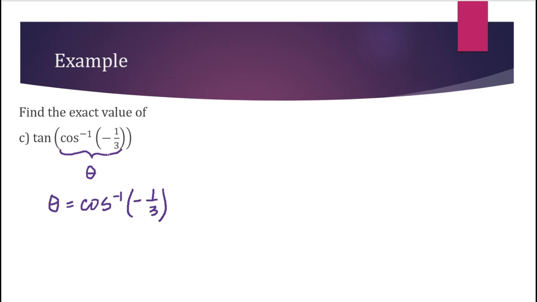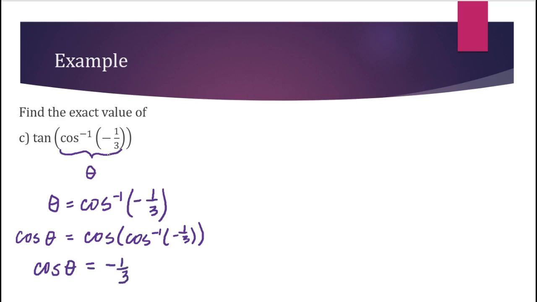Alright, well, what I can do is take cosine of both sides here. So cosine of theta and cosine of cosine inverse of -1/3. So that I have cosine of theta is equal to cosine next to cosine inverse, which is going to cancel and give me -1/3. So what I can do now is draw a triangle in the appropriate quadrant.